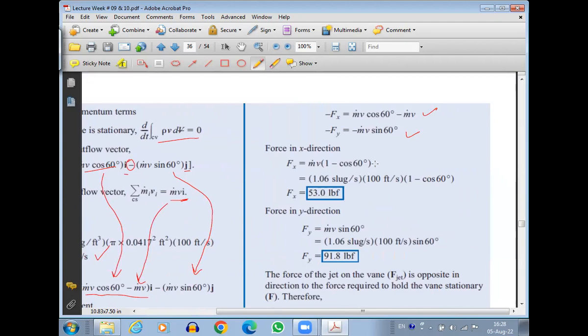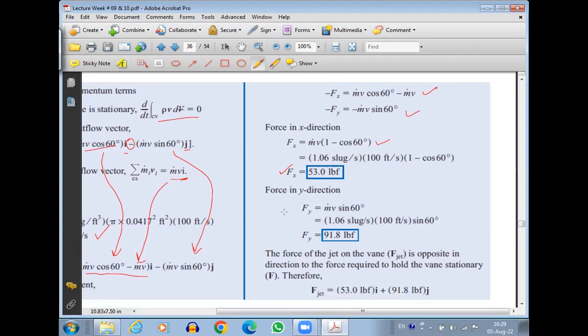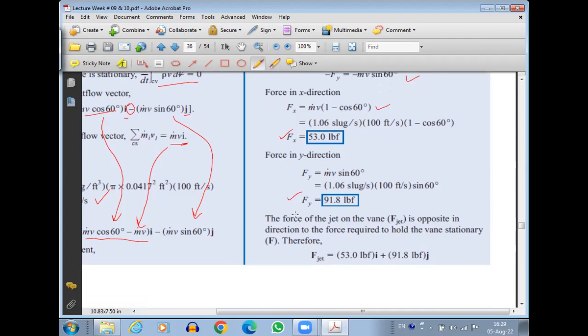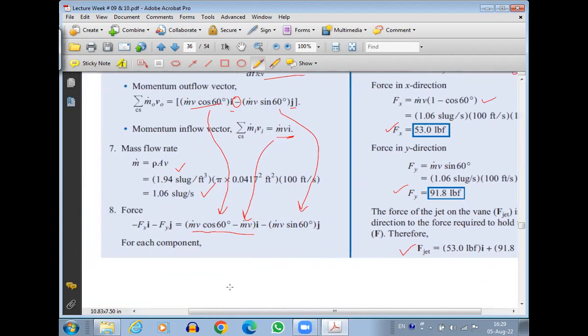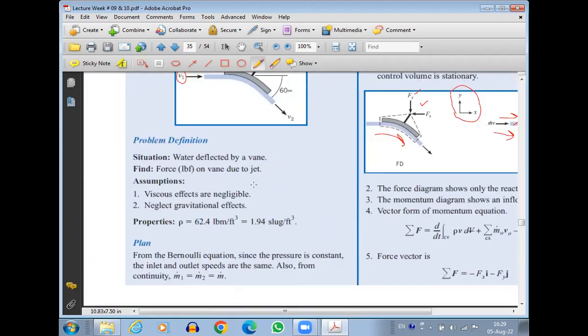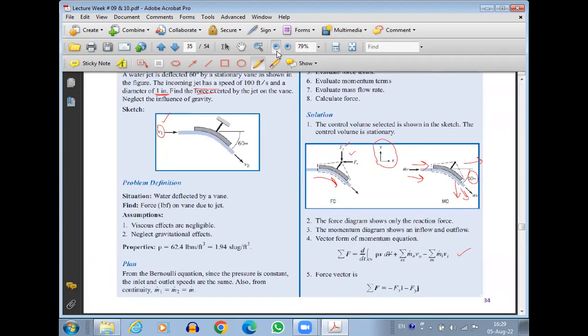Now the x component equation becomes like this. We have all the values here: m dot already calculated, and the velocity of the jet. Just substitute the values and we get the x component of the force. In the same way, we can find the y component of the force. With the x and y components, we can combine them to find the magnitude of the total force. So this is the solution to this problem.